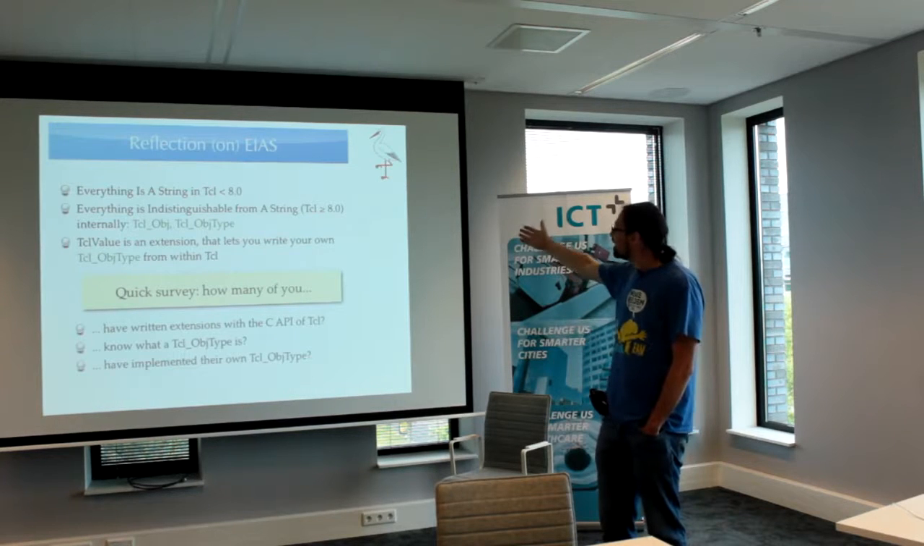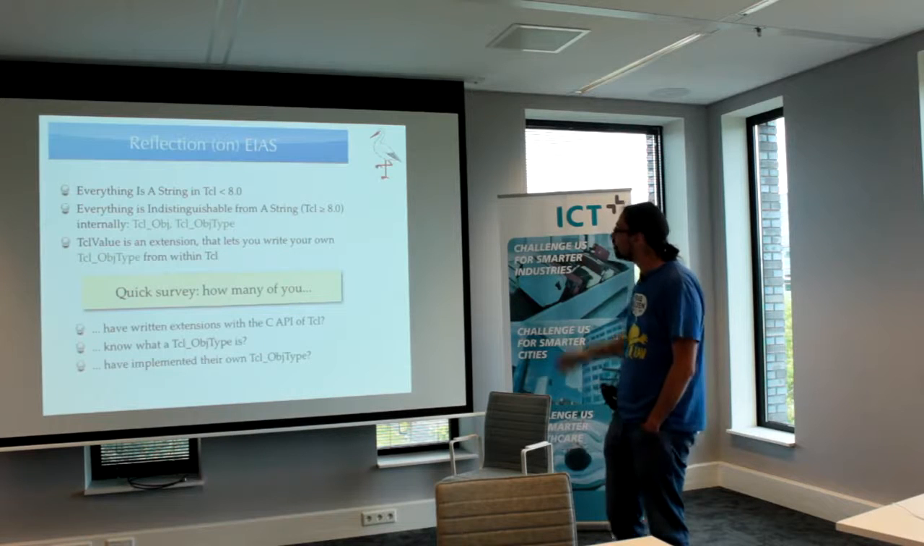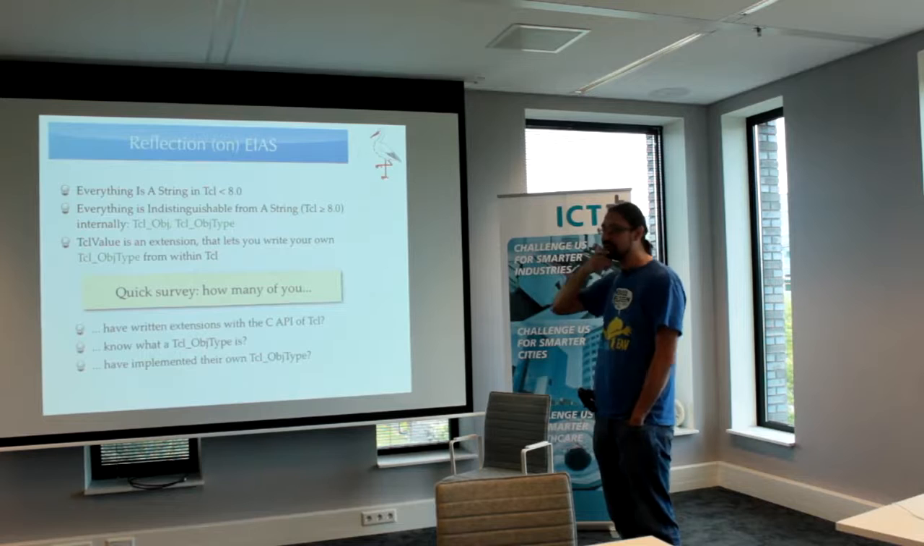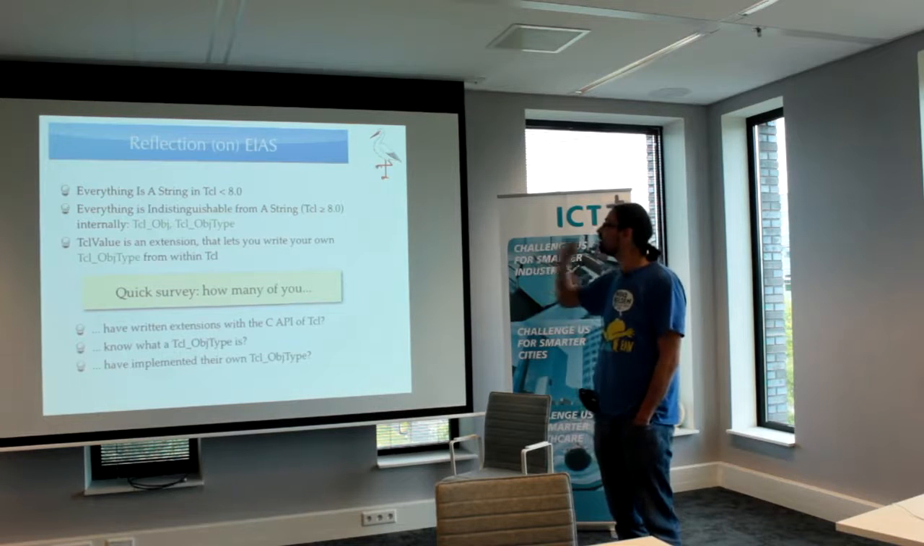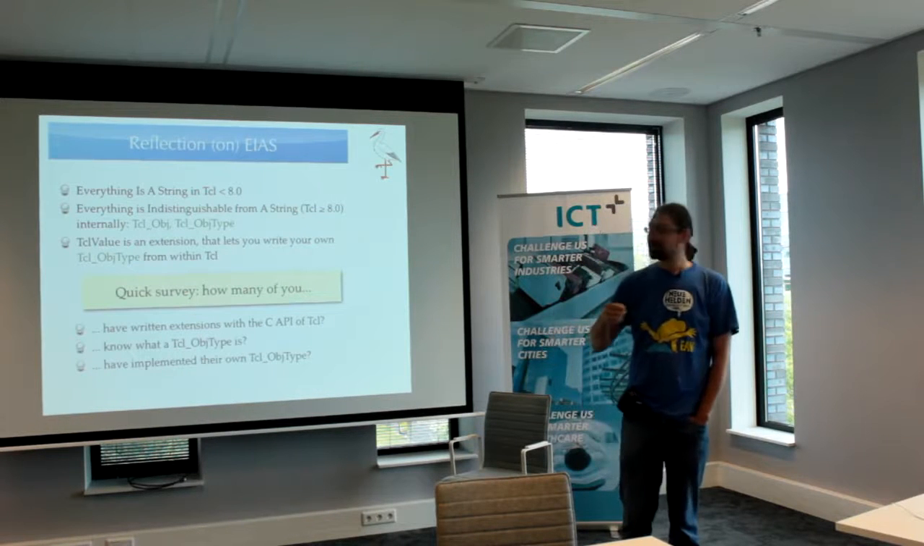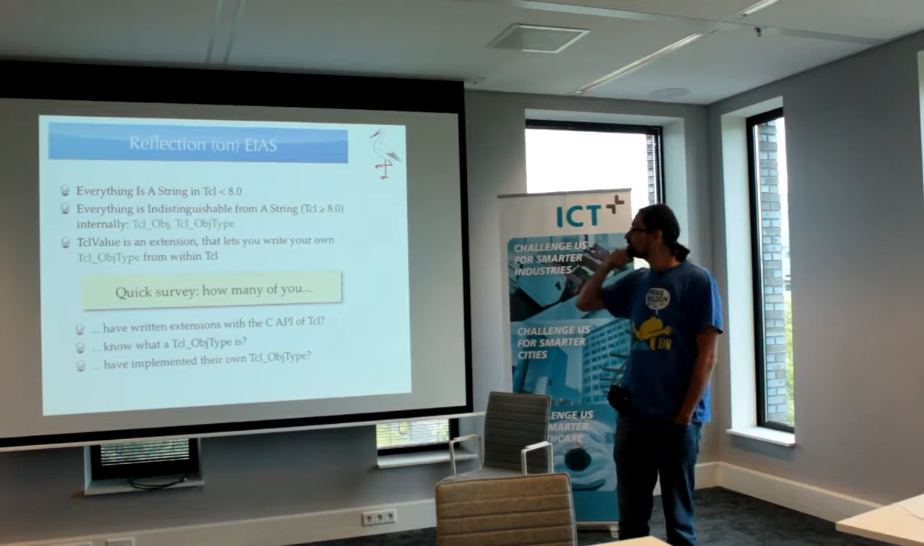So today, this thing, "everything is a string," which was valid in Tcl below version 8, is no longer valid. Now it's "everything is indistinguishable from a string." Internally, on the C side of the language, we have Tcl objects and Tcl object types. And I'm going to show an extension called Tcl value, which enables you to write your own Tcl object type from within Tcl without going to the C level.